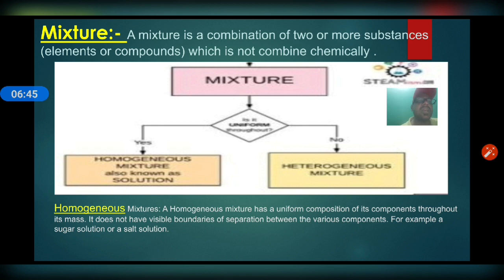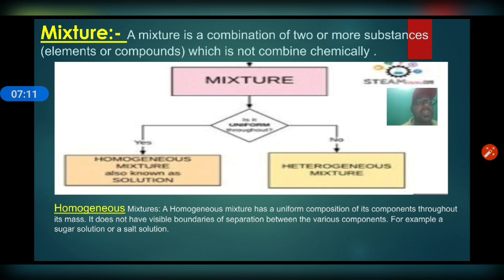A mixture is a combination of two or more substances which are not combined chemically. Yes, that is very clear. They are mixing, they are not combining chemically, only mixing. And further, a mixture is classified into two categories: homogeneous mixture and heterogeneous mixture.